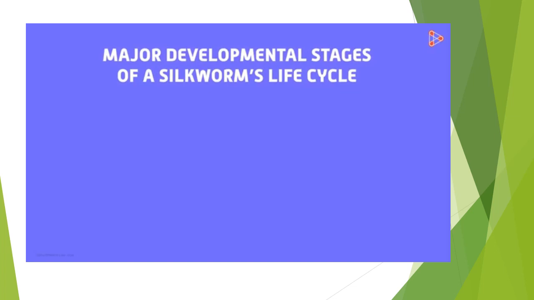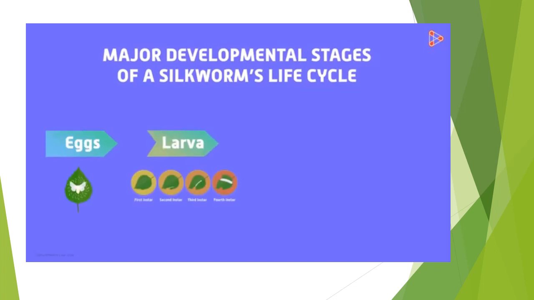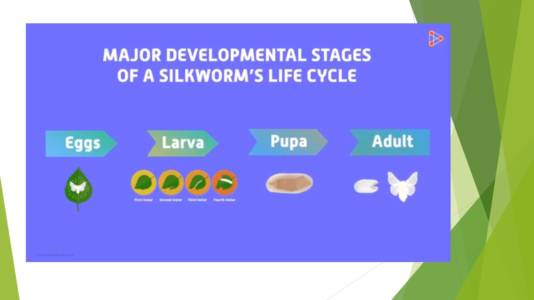In short, these are the 4 developmental stages of a silkworm's life cycle. The eggs come first, then the larval stage, followed by the pupal stage, and lastly the adult stage where the mature moths fly out of the cocoon.